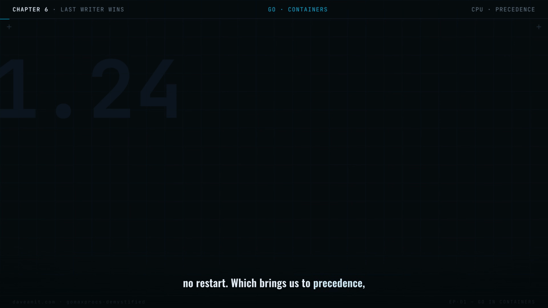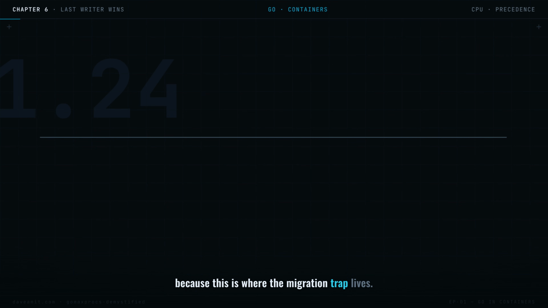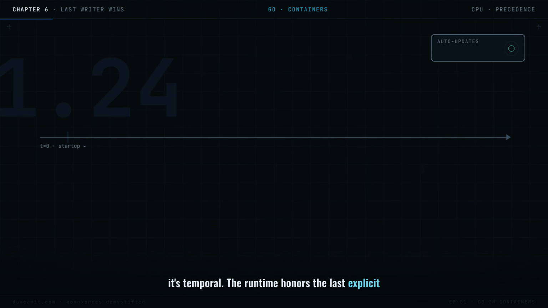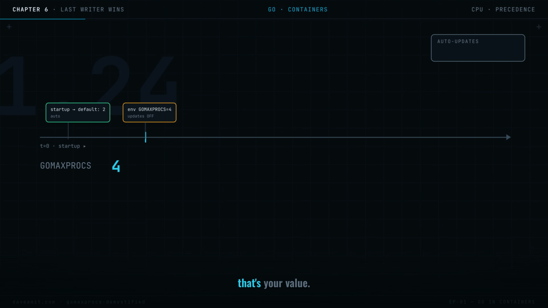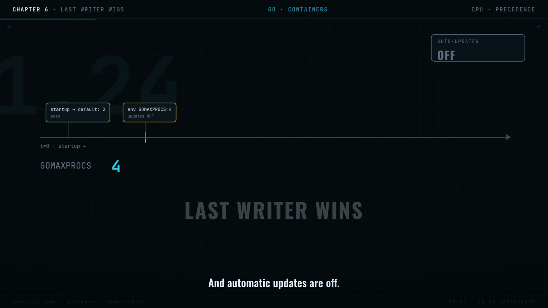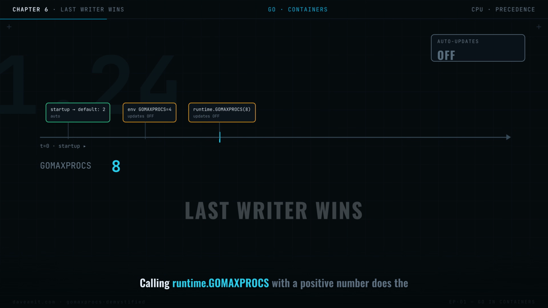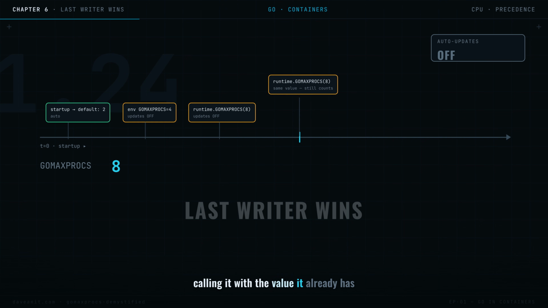Which brings us to precedence, because this is where the migration trap lives. And the thing to internalize: it isn't a static ranking, it's temporal. The runtime honors the last explicit instruction it got. At startup, if the GOMAXPROCS environment variable is set to a positive integer, that's your value, and automatic updates are off. Calling runtime.GOMAXPROCS with a positive number does the same. Your value wins, updates off. And here's the subtle one. Calling it with a value it already has still counts. You changed nothing and still disabled the new behavior.